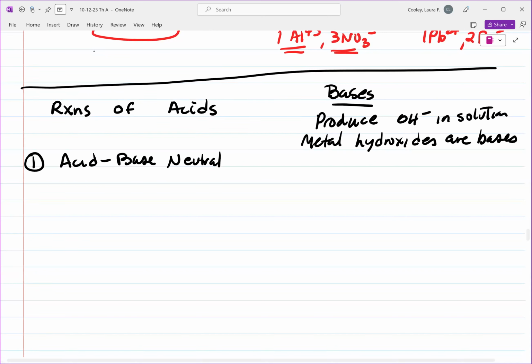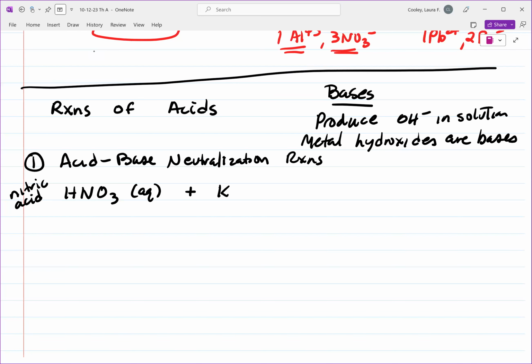All right, acid-base neutralization reactions. Okay, so here's an acid, nitric acid. It's one of the 6 strong acids. And acids are aqueous, right? They dissolve. And KOH, this is a metal hydroxide. If you look on the solubility chart, because this is an ionic compound, you see that it's soluble. So it's aqueous.